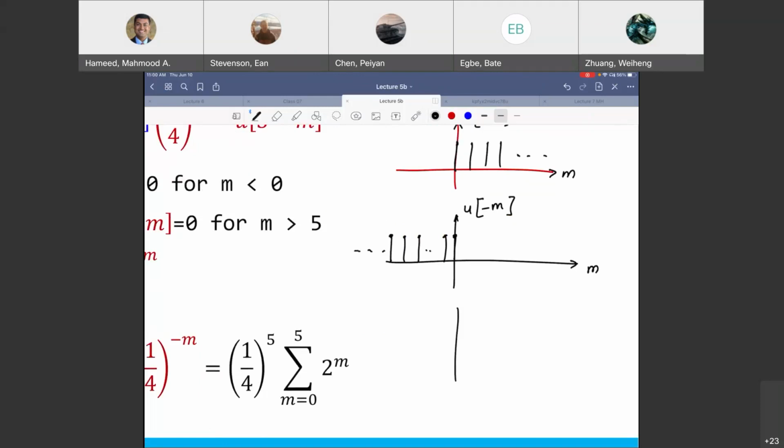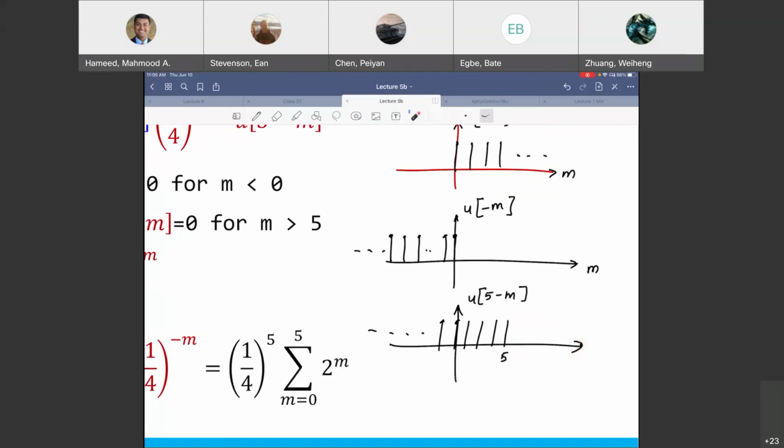All right. Right. This one is going to be 5. Any m greater than 5 is going to be 0. Right. So this is what? u of 5 minus m. Right. You see, nothing here. Right.